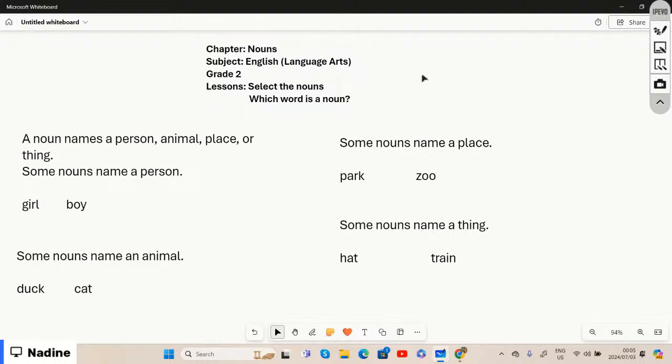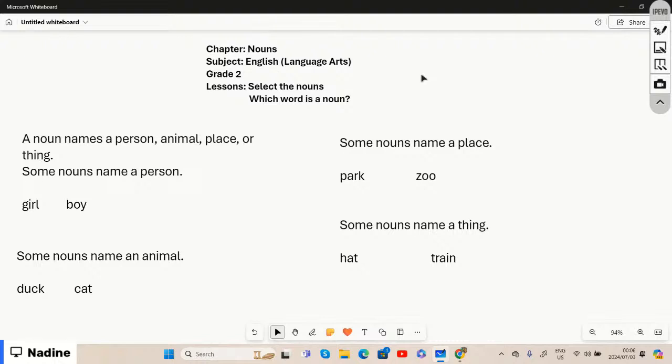All right. So a noun, right? It names a person, names an animal, a place, or it names things, right? And some of our nouns, it names a person, like we said, it names an animal, it names places, and it names a thing, right?